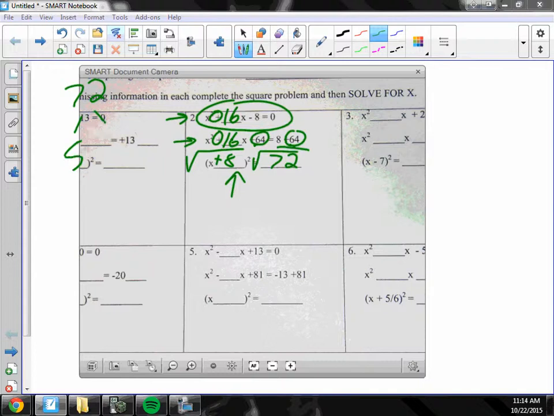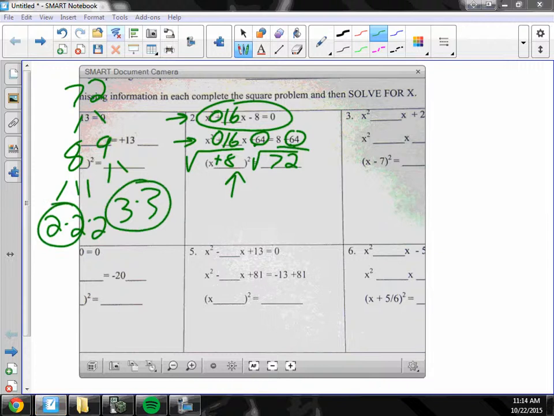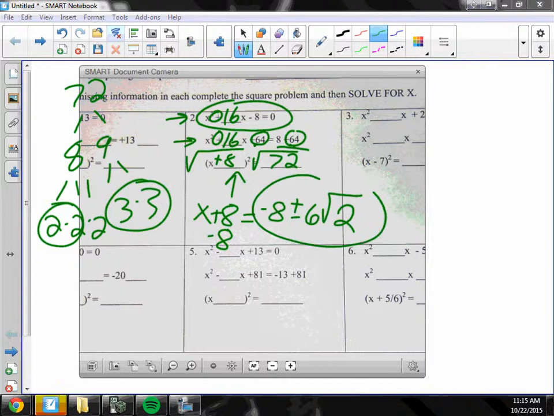72 is 8 and 9. That gives me 2 times 2 times 2, and 3 times 3. So I can pull out a set of 2's and a set of 3's. So x plus 8 equals plus or minus 6 square root of 2. And I need to subtract 8. And that's my final equation, or final answer. Those are the two roots. 8 plus 6 root of 2 and 8 minus 6 root of 2.